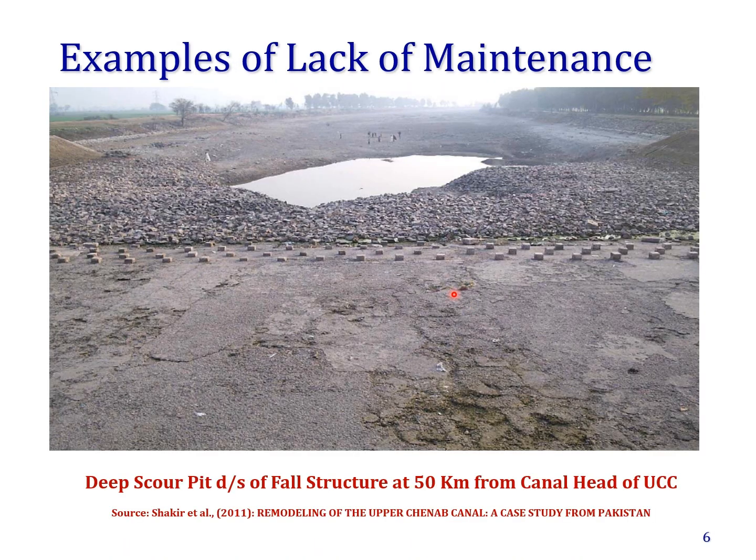Here you see another example of lack of maintenance. This picture again belongs to Upper Chenab Canal, and you see deep scour downstream of the fall structure at 50 km. This is basically a fall. The level of the canal is higher here and it's lower there, and there is a fall, and here you can see energy dissipators. So right there, when the canal is operating, there is a hydraulic jump, and you see a big pond is created because of the scouring. Again, scouring is undesirable because it changes the cross section of the canal.